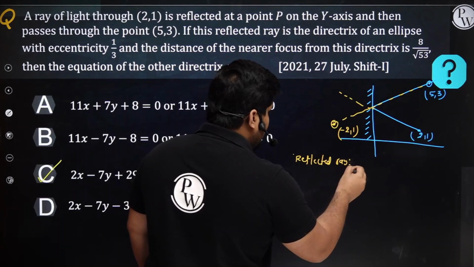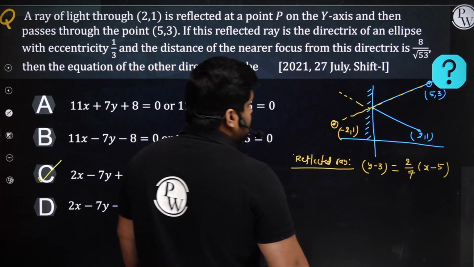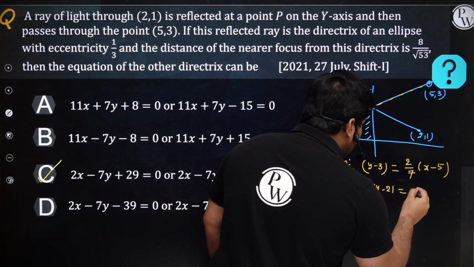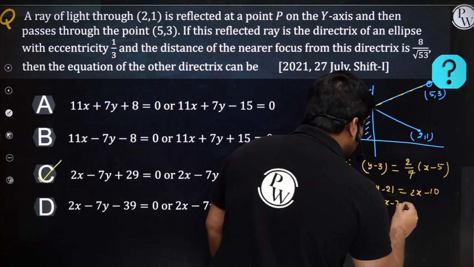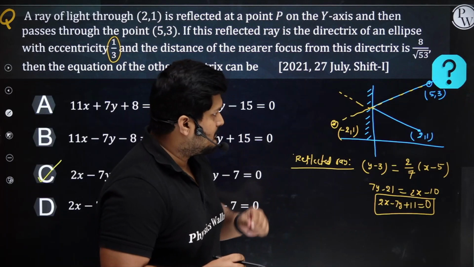y minus 3 is equal to, what is the slope? 3 minus 1 is 2, 5 plus 2 is 7, so 2/7 (x minus 5). 7y minus 21 is equal to 2x minus 10. So the equation will be 2x minus 7y plus 11 equal to 0. This is the equation of the reflected ray, which is also the directrix of the ellipse.